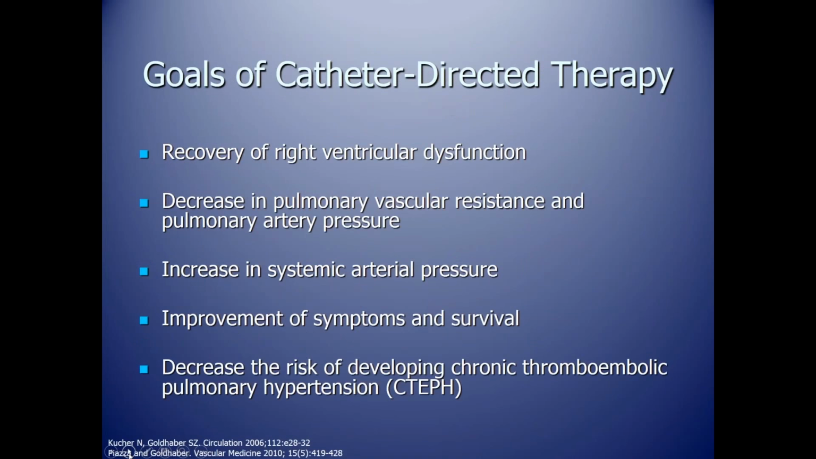All right, when it comes to treating PE with catheter-based therapy, a lot of the goals are the exact same that have been pointed out before in treating PE with systemic thrombolysis: to recover right ventricular dysfunction, decrease pulmonary vascular resistance and pulmonary pressure, increase systemic arterial pressure, such as with the massive PE patients, improve symptoms and survival, first and foremost, and decrease the risk of potentially developing CTEPH, or chronic thromboembolic pulmonary hypertension.